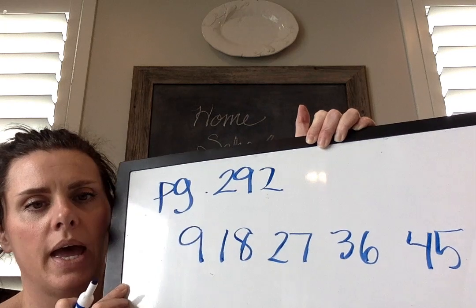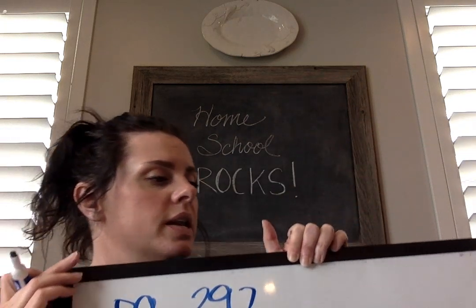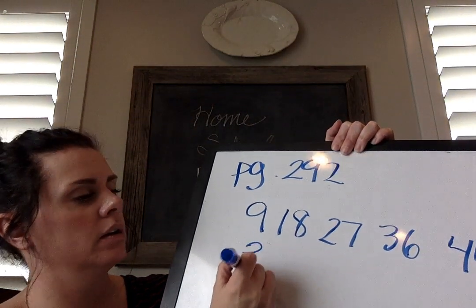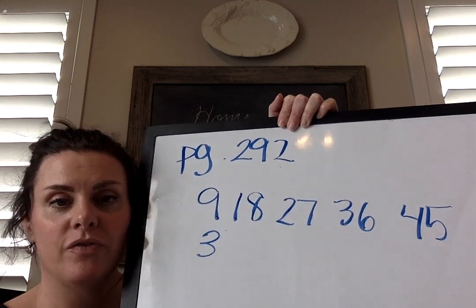There we go. Okay. Then the next one says, write the first 5 terms of a pattern that begins with 3 and then adds 3. Begins with 3 and adds 3. Go ahead and fill those in.